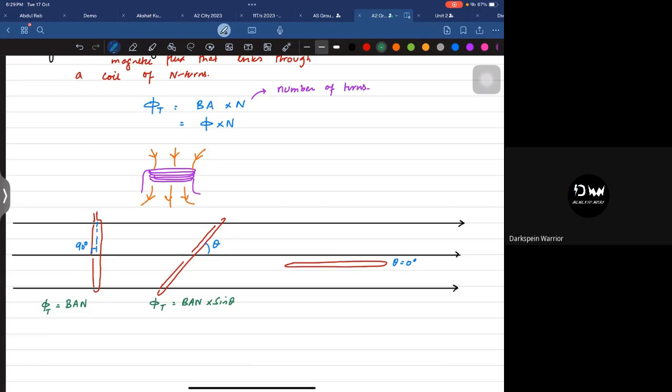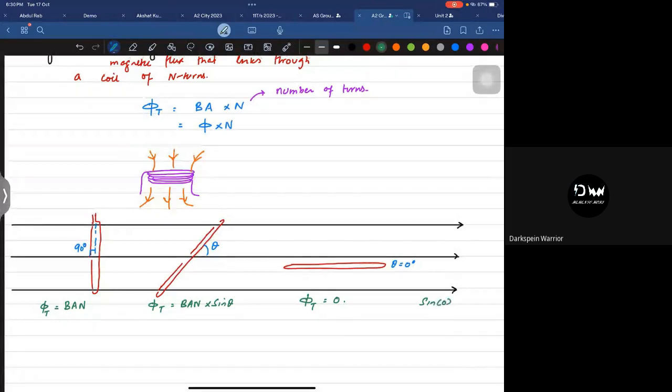When it is completely parallel, no field is interacting with it, which means the magnetic flux linkage is going to be zero, because if you put in sine zero in the calculator, it's going to give you a zero value. Is that clear, everyone? Yes.